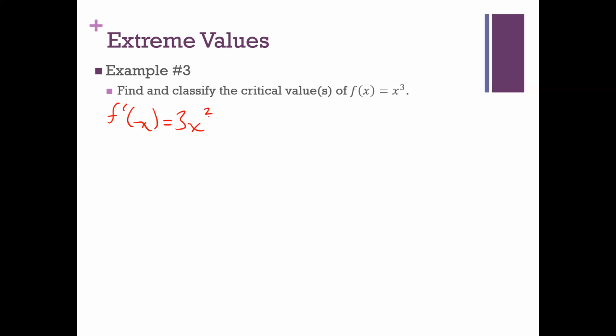And just to make sure we check for it, is there anywhere where this will fail to exist? No. Is there anywhere where it's going to be equal to 0? Where? Is that the only place? Yeah. Okay. So f of 0 is equal to 0, right? Is that a local minimum or a local maximum? We don't know yet. How do we find out?